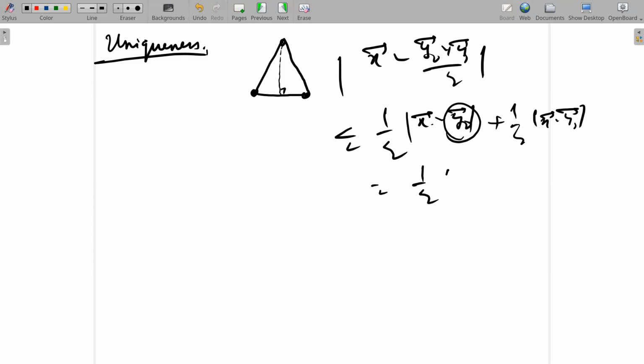So this is nothing but half of x minus y0. But then you just show that this distance is going to be less than this distance. So that will prove uniqueness. You cannot have y0 and y1 being distinct. So y0 has to be equal to y1.